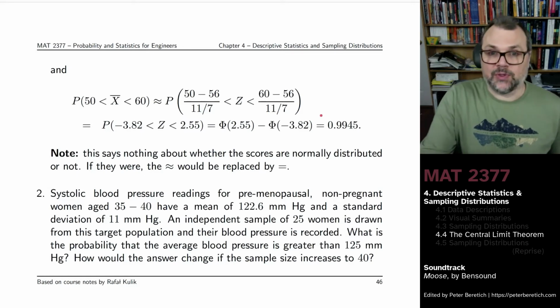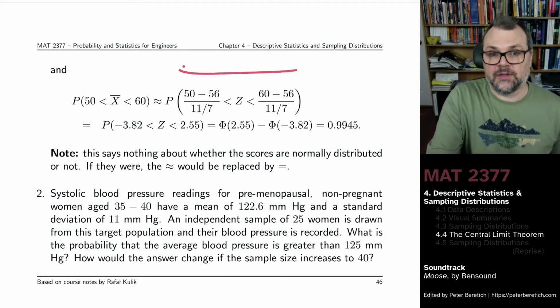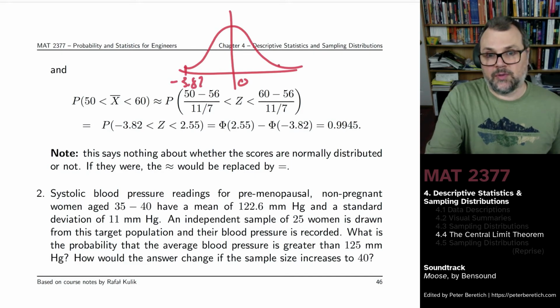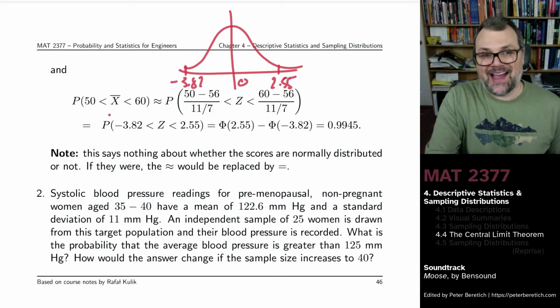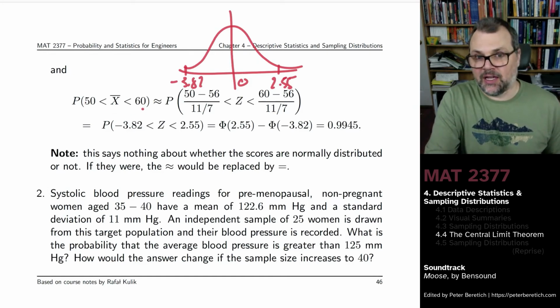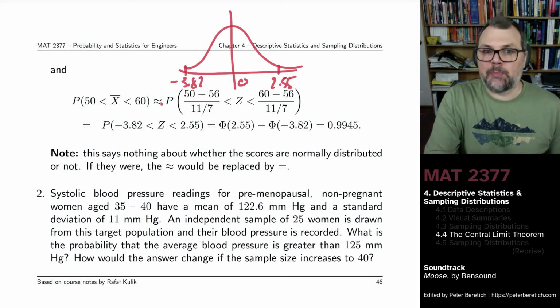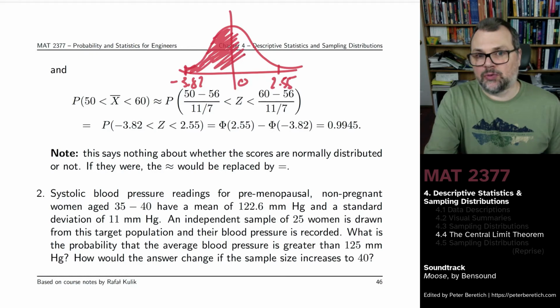So in essence, what you're saying is that this is my standard normal, 0, here's my minus 3.82, here's my 2.55. The probability that the average of the grades will fall between 50 and 60 for that class of 49 students is about the same as the area under the standard normal PDF between minus 3.82 and 2.55.